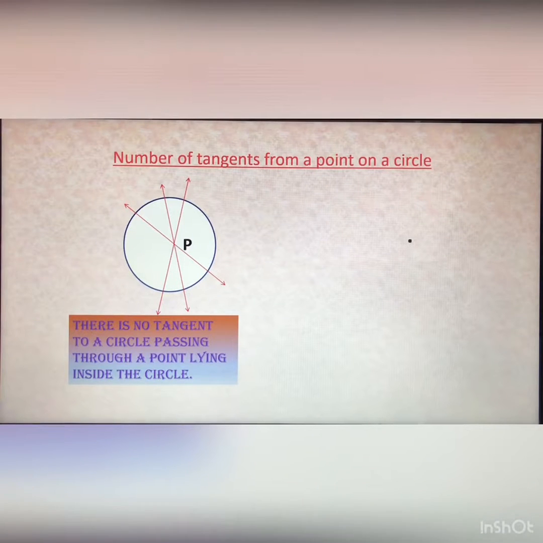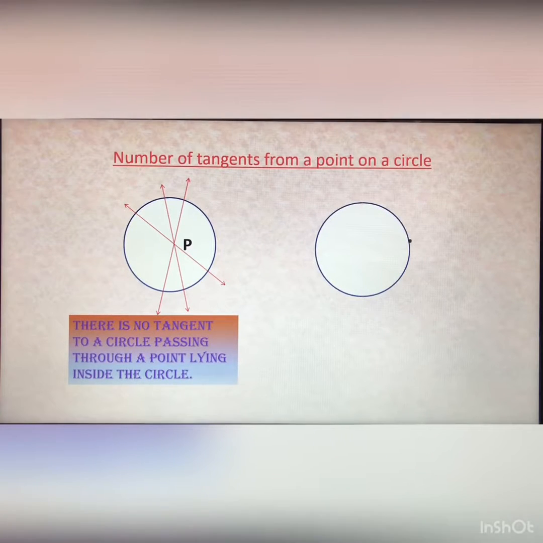There is no tangent to a circle passing through a point lying inside the circle. अगर कोई पॉइंट सर्कल के अंदर है तो कोई भी टेंजेंट ड्रॉ नहीं किया जा सकता है. याद रखिए दोस्तों, ये क्वेश्चन कंपटीशन एग्जाम में पूछा जाता है और आपके बोर्ड में ऑब्जेक्टिव टाइप क्वेश्चन में, एमसीक्यू में पूछा जाता है कि अगर कोई पॉइंट सर्कल के इंटीरियर में है तो कितने टेंजेंट्स ड्रॉ किए जा सकते हैं? आंसर क्या होगा? 0. मींस नो टेंजेंट कैन बी ड्रॉन if a point lies inside of a circle.